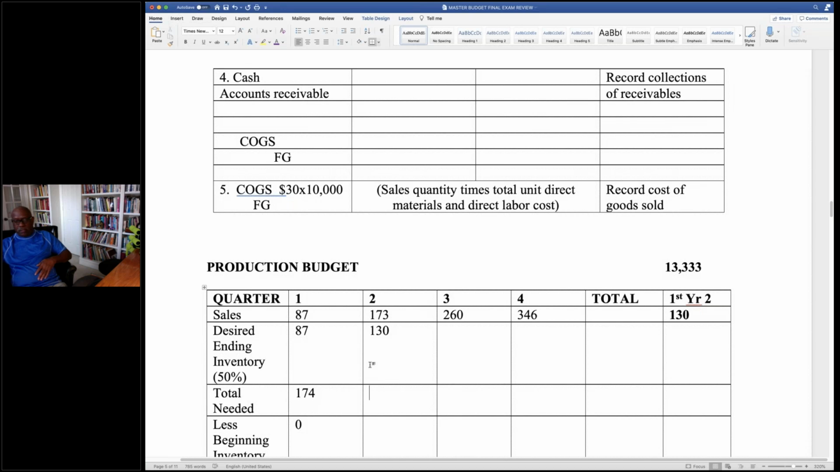Okay. So I multiply 173 and 130. No, just add them up, I think. Oh, I just add them up. Yeah.